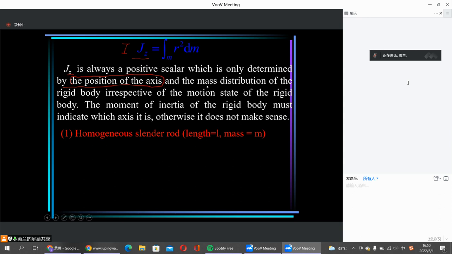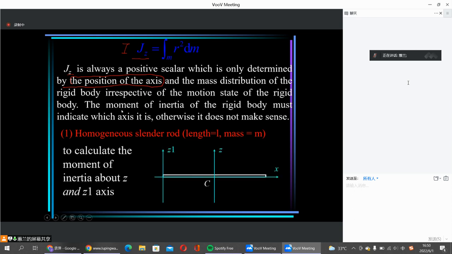Also, the mass moment of inertia depends on the mass distribution of the rigid body, but it is irrespective of the motion state of the rigid body. Whether it is static or rotating, the mass moment of inertia is the same. The mass moment of inertia of a rigid body must indicate which axis it is. We address this again and again because it's really very important, otherwise it does not make any sense.